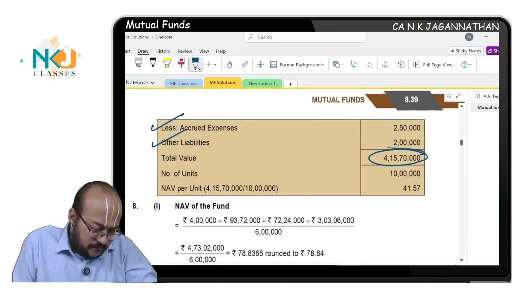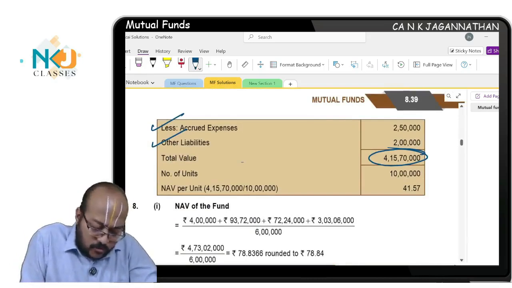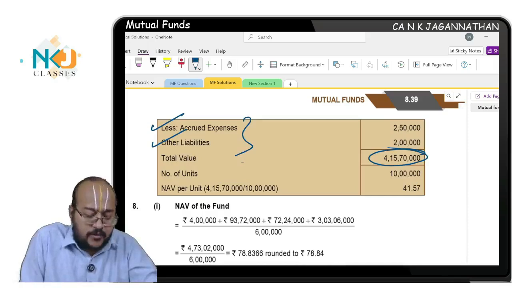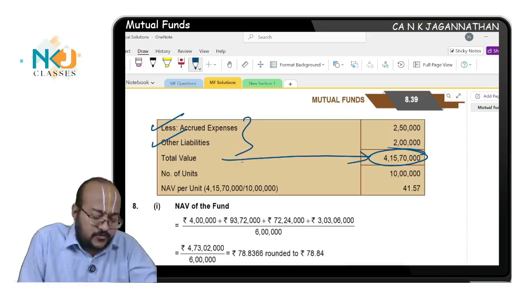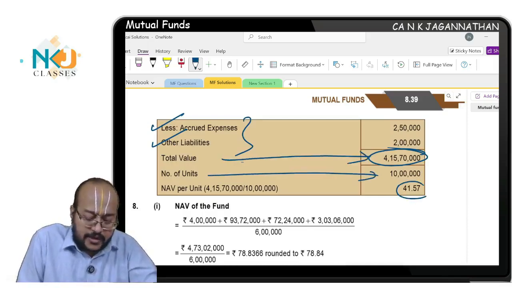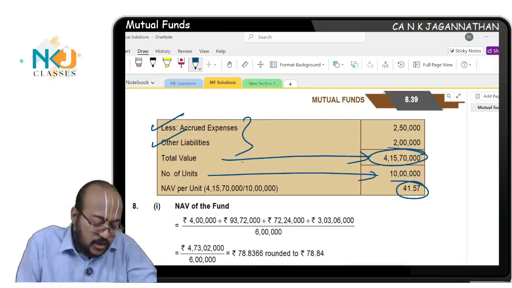Now see, we have the total value. After deducting all the other liabilities, you will get the total value as 15 lakh 70,000. Number of units outstanding is 10 lakhs, so you will get the closing NAV of 41.57.